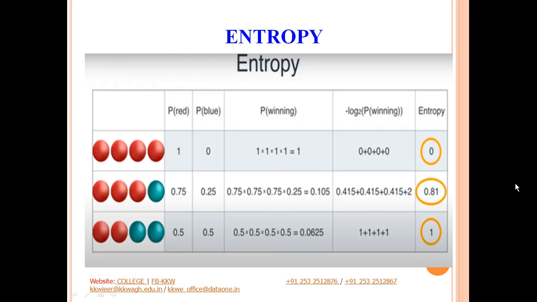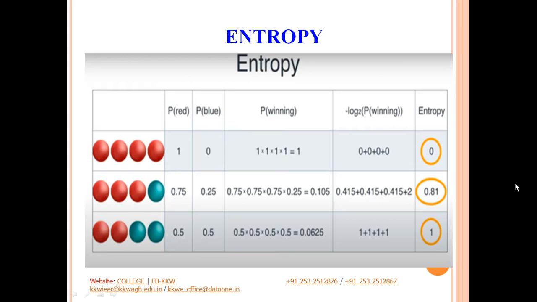If we calculate minus log of the probability of winning, in the first case it would be minus log of 1, minus log of 1, minus log of 1, minus log of 1, which gives you 0 plus 0 plus 0 plus 0, and in this case our entropy is 0. Similarly, in the second case, you will consider minus log of 0.75, minus log of 0.75, minus log of 0.75, minus log of 0.25, which would give us the answer of 0.81. Similarly, you calculate the entropy in the third case, and as you can see, the entropy comes out to be 1.